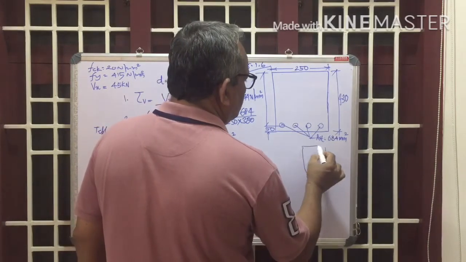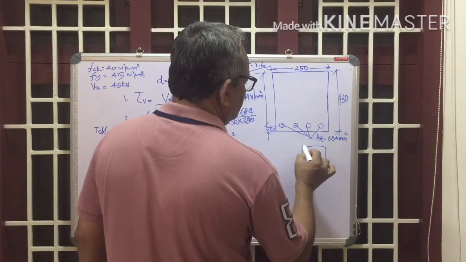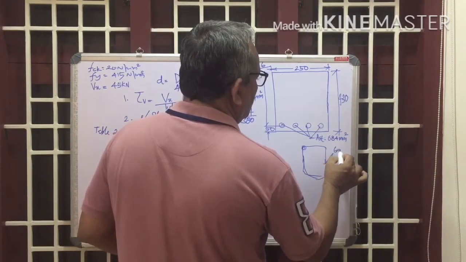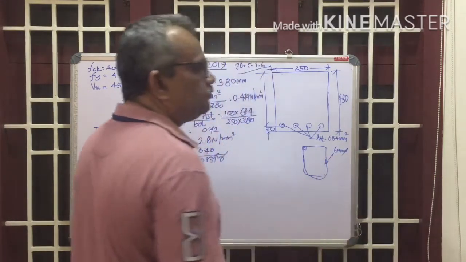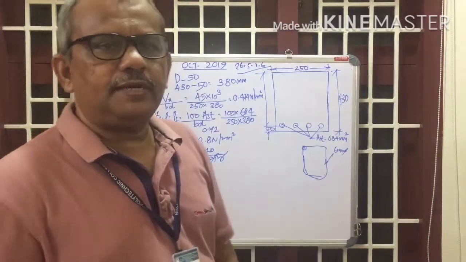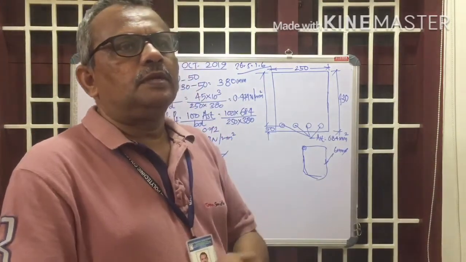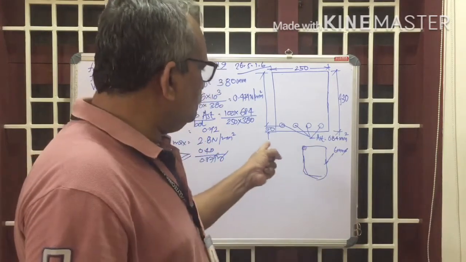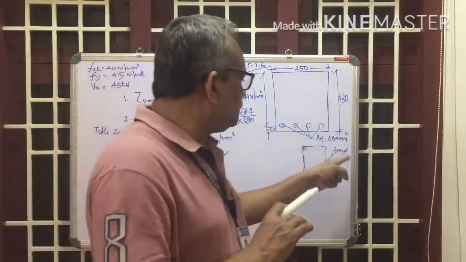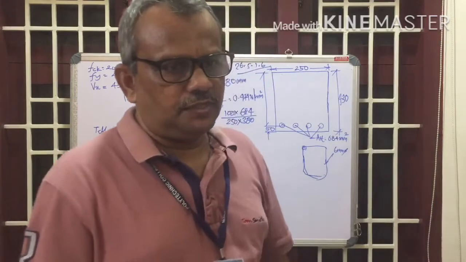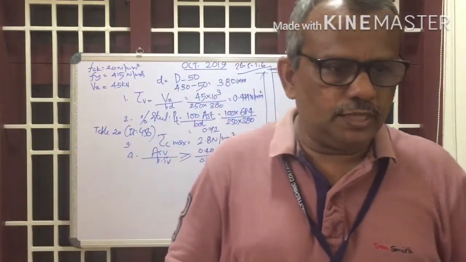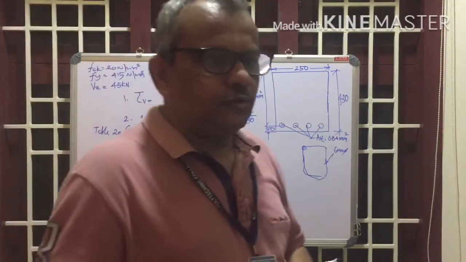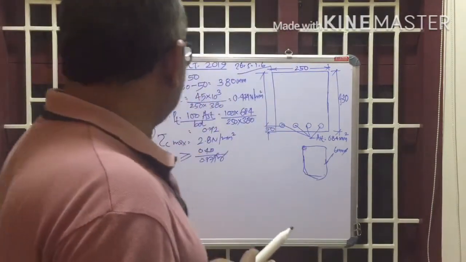In two-legged stirrups, if we assume 6 mm diameter, usually for stirrups we can assume a smaller diameter only, say 6 mm or 8 mm diameter bar. Suppose we are providing 6 mm diameter two-legged stirrups, then what is the area? What is the area of two-legged stirrups?